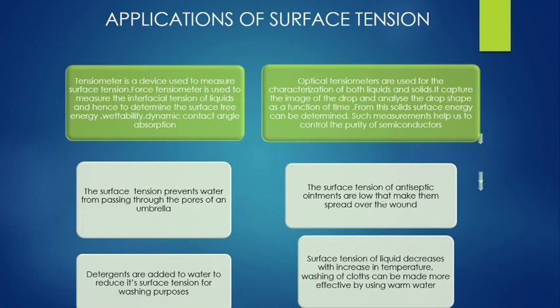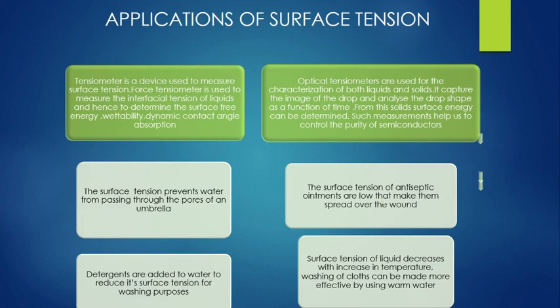So a tensiometer is a device used to measure surface tension. And a force tensiometer is used to measure the interfacial tension of liquids and hence to determine the surface free energy, wettability, dynamic contact angle, absorption. We are using the tensiometer.